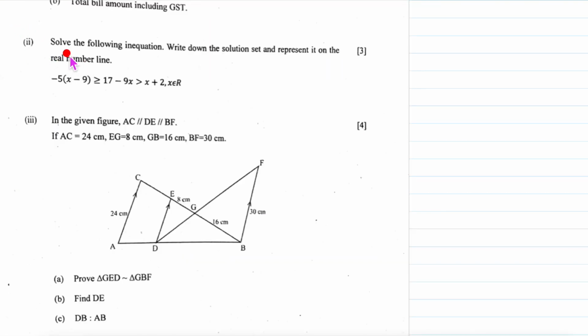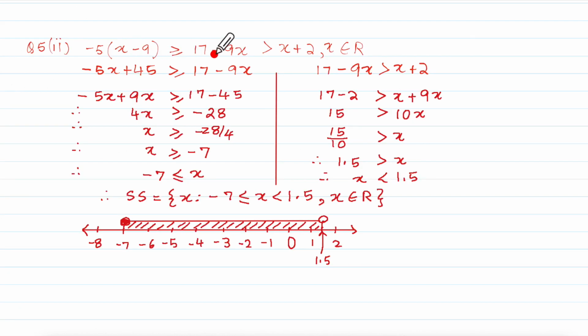Question 5 second part. Solve the following inequation. Write down the solution set and represent it on the number line. Now this is the one that we have. Let's see how we write it. We solve this inequation and this inequation simultaneously like so. So we will end up getting x greater than or equal to minus 7. So minus 7 is less than or equal to x. Here as we solve, we get 1.5 greater than x. Therefore x less than 1.5. We write the solution set and we graph it on the number line like so. And this is our answer. That finishes our second part of question 5.